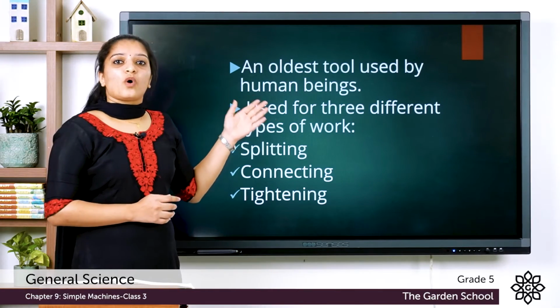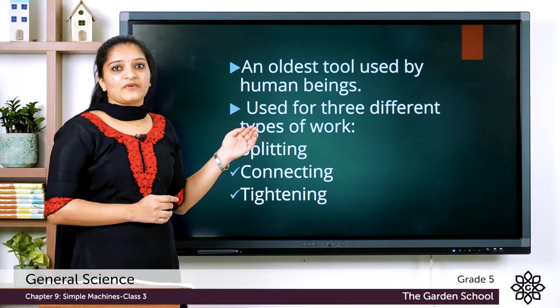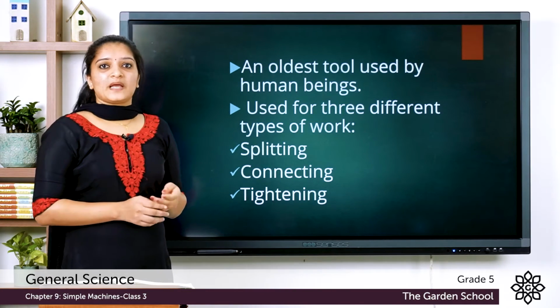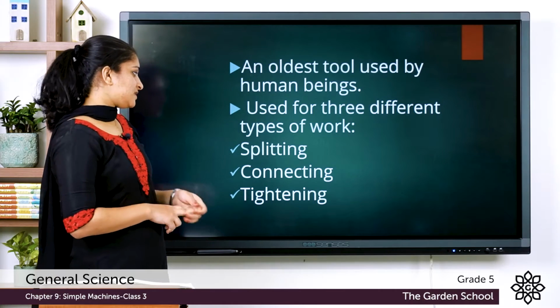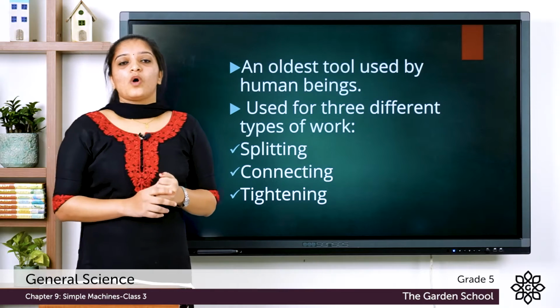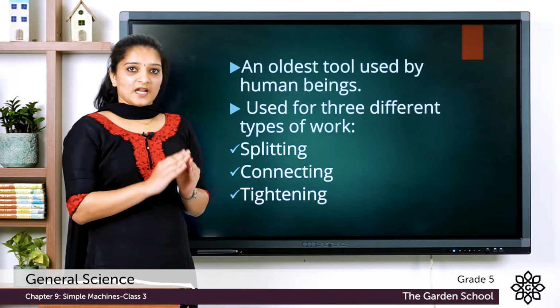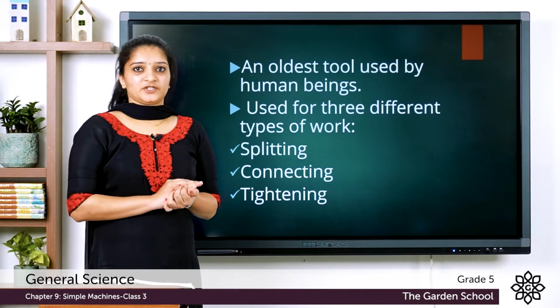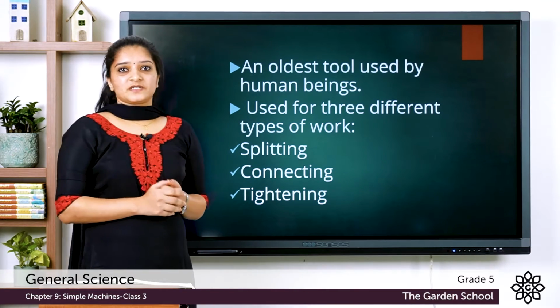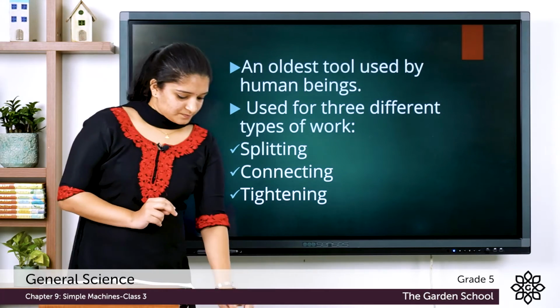It is one of the oldest tools that were used by human beings for various life activities. And it is used for mainly three types of activities, that is splitting, connecting and tightening. So, a wedge is a simple machine in which two inclined planes are aligned together to form a sharp edge, and it is used for three activities: splitting, connecting and tightening.